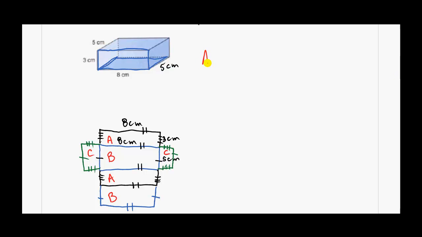We will now calculate the area of side A. Area is length by width. There are 2 of these rectangles labeled A. They are 8 by 3s. We will double that. 24 by 2 is 48 centimeters squared.